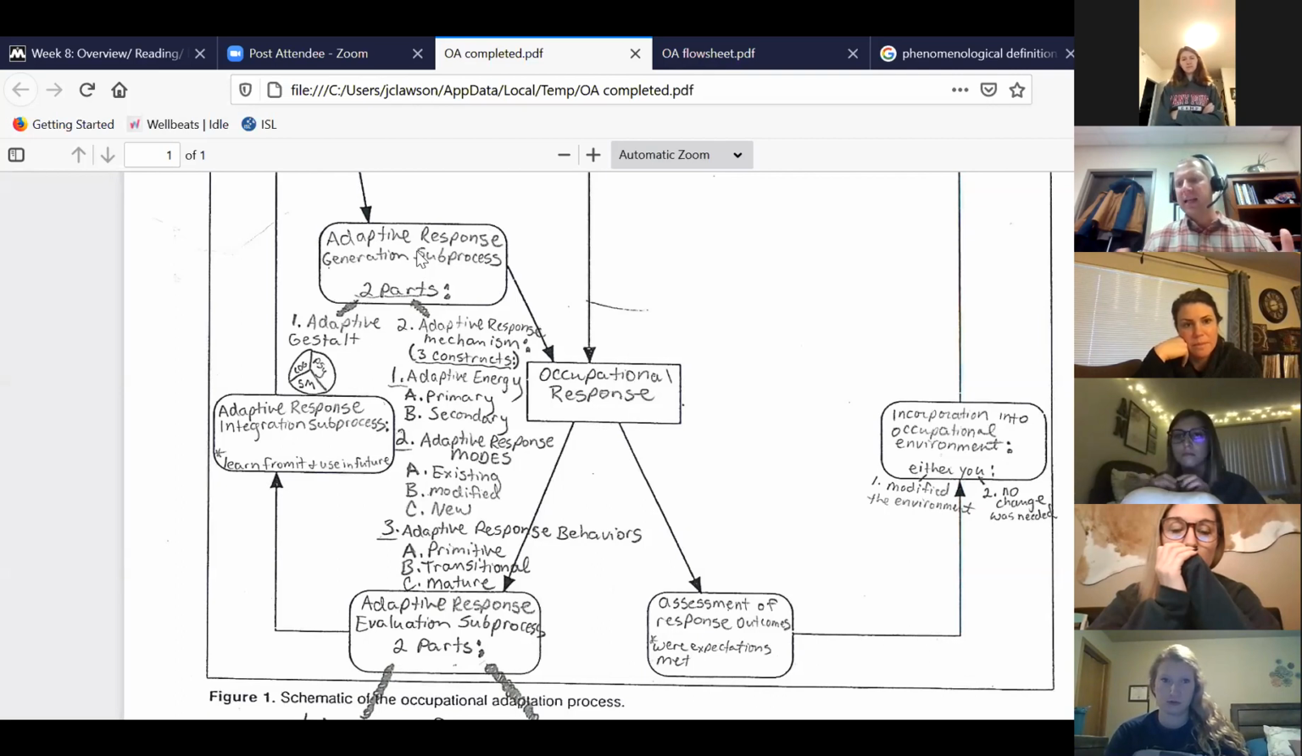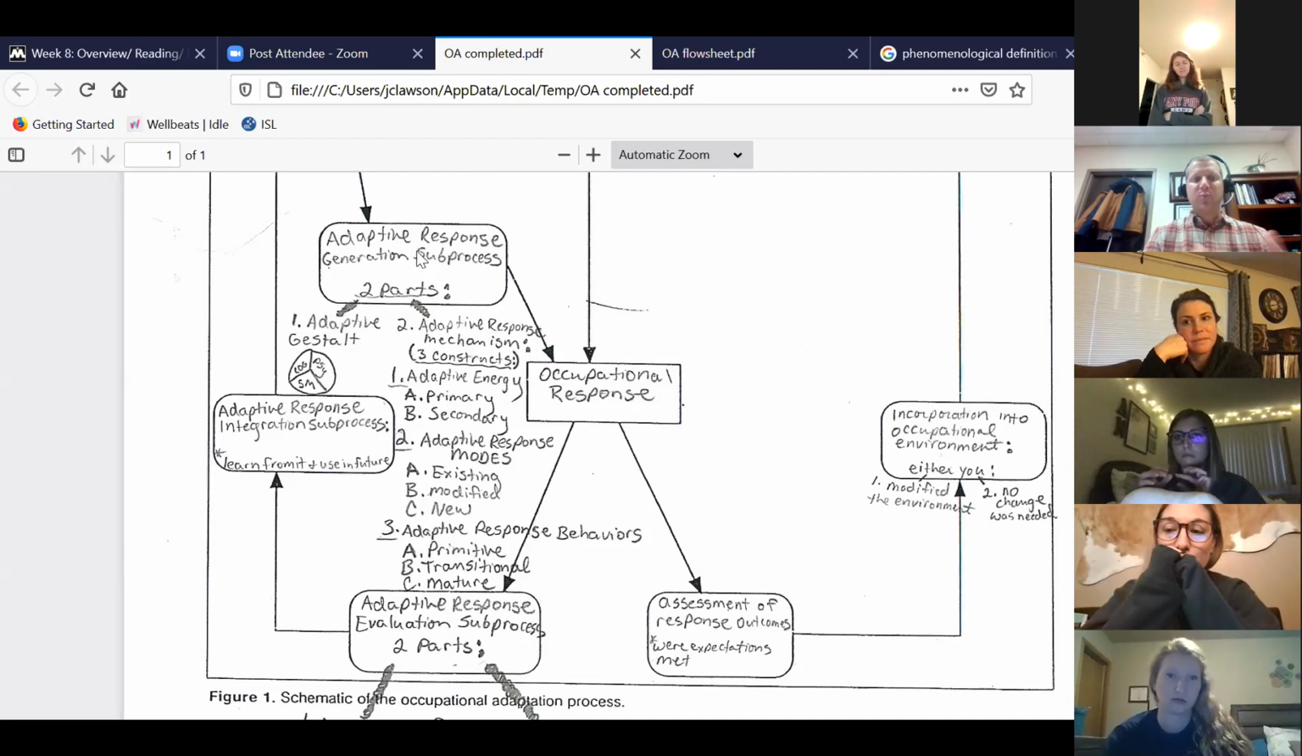Okay, so again, going back to the sock aid person who just couldn't use a sock aid, wasn't making progress, was getting upset, didn't want to try anything, thought OT was nothing but a salesman and a crook, right? Trying to sell adaptive devices. Well, you know what? Then perhaps we take a step back and we say, okay, let's look at their adaptive gestalt. Okay, their sensory motor should be large, but it's really, really small.